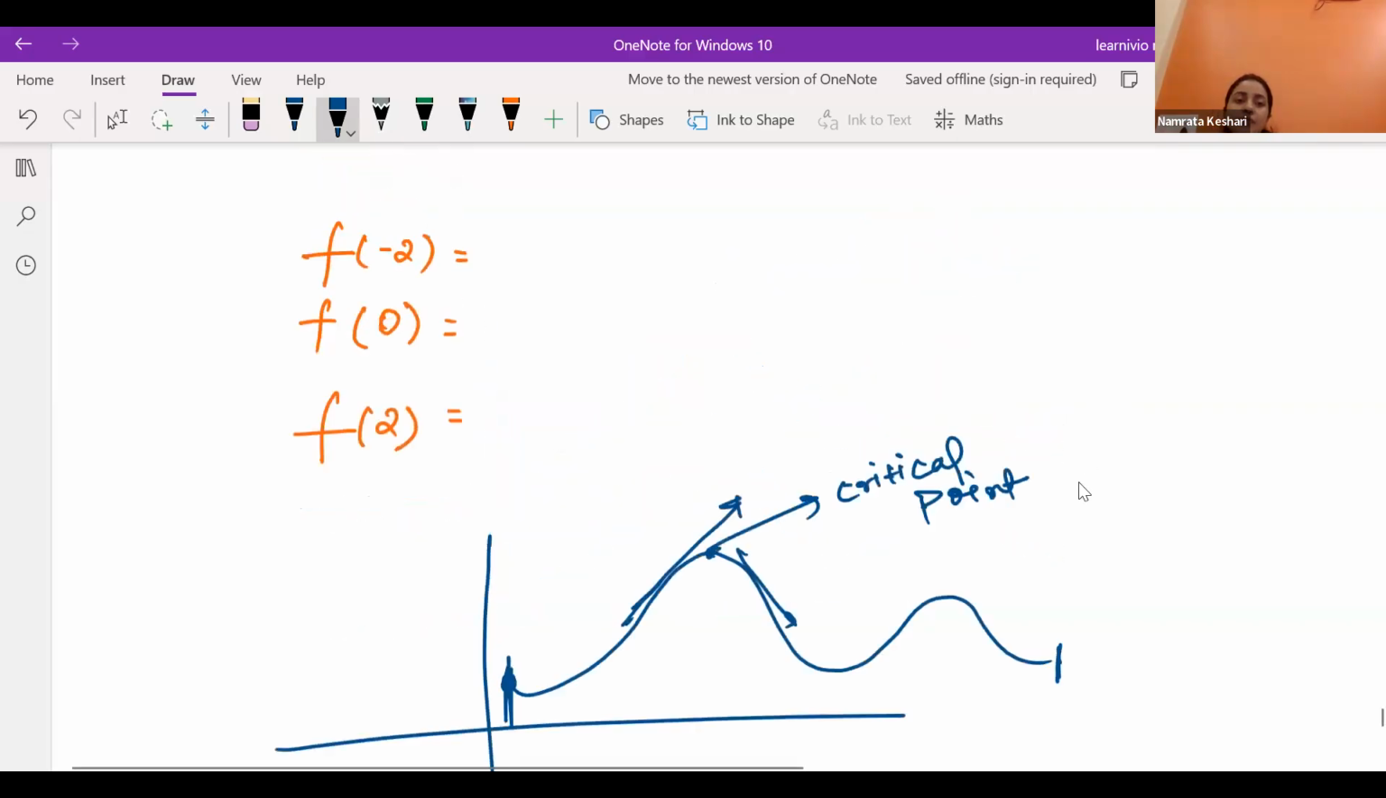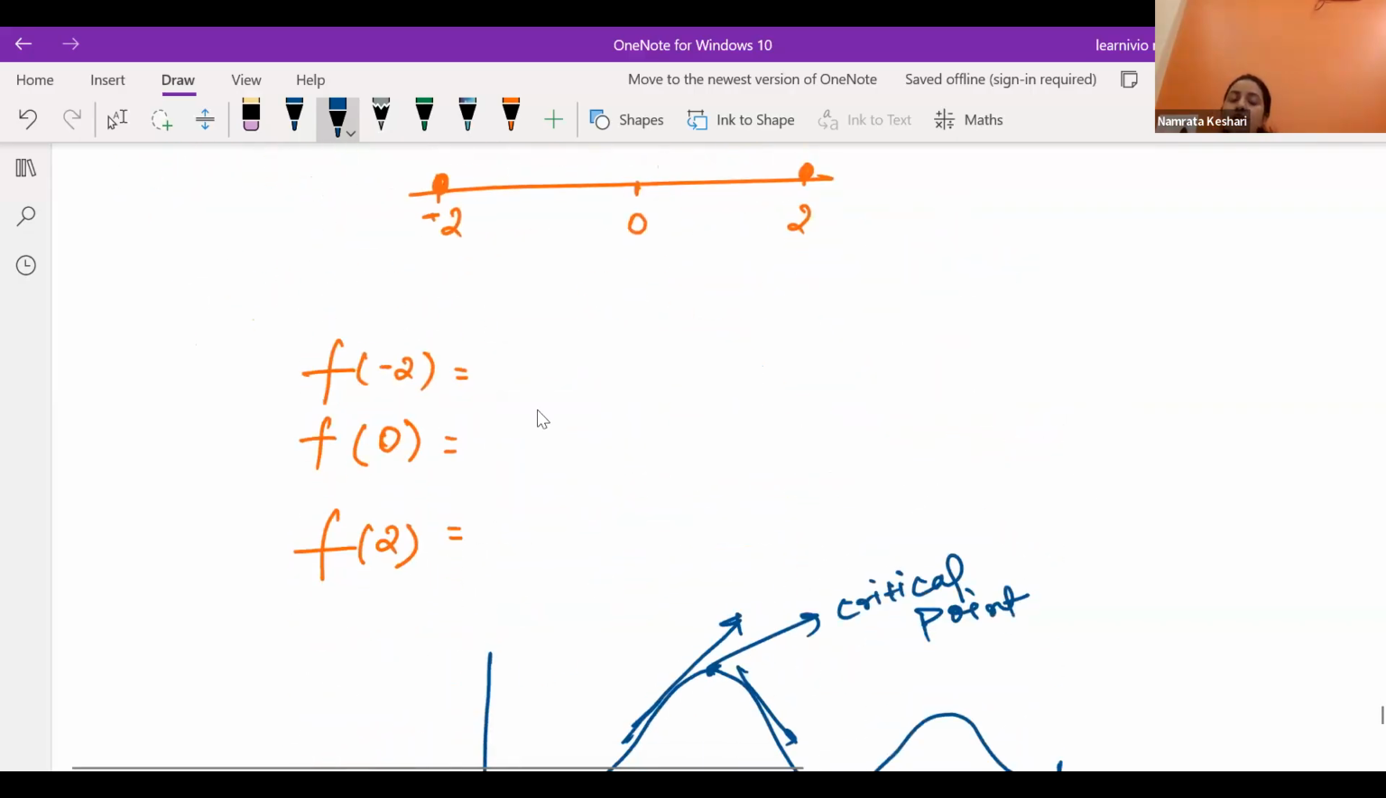So please find the values f of -2, f of 0, f of 2. It's minus 8, 0, and 8. Yes, just a second.